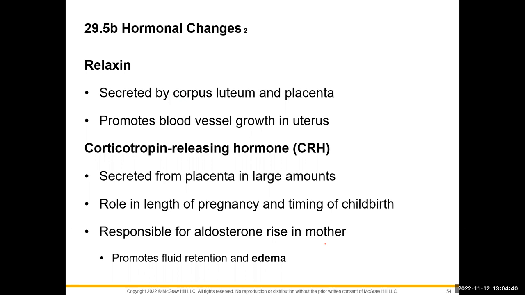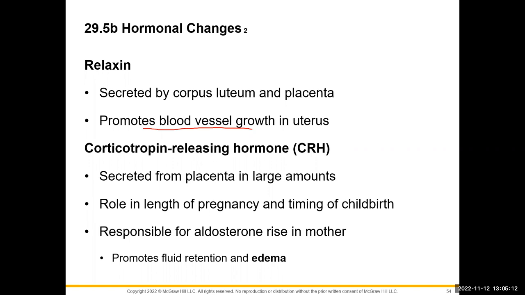So a couple other hormones to talk about. Relaxin. Now, relaxin for a while was thought to be the hormone primarily responsible for ligamentous relaxation, but we're not seeing that so much with some recent research. But what we are seeing is relaxin is going to promote blood vessel growth in the uterus, which is crucial because blood vessels are going to provide the nutrients for the developing fetus.